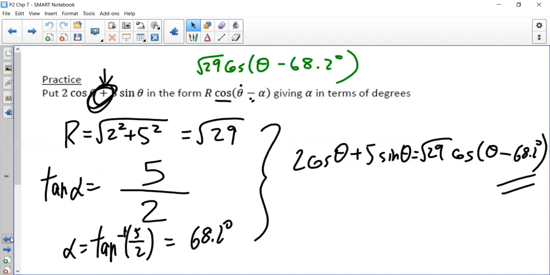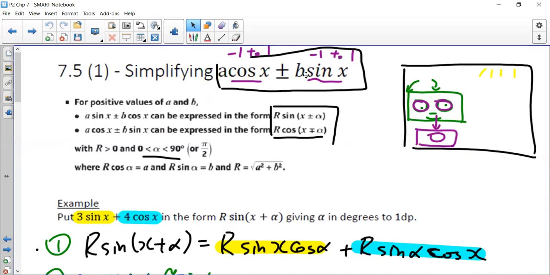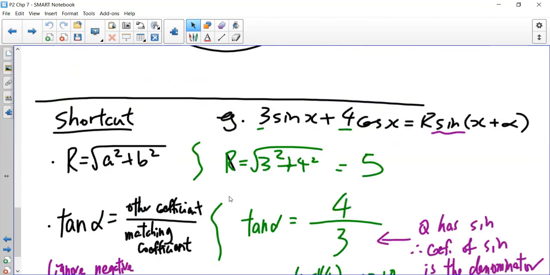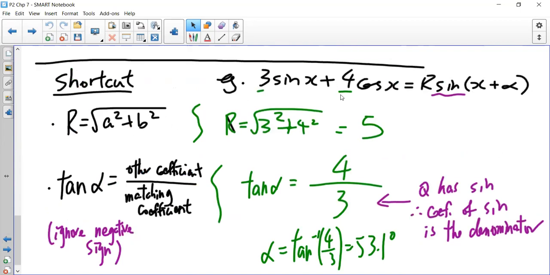First of all, what we did last lesson is learning how to put the a cos x plus or minus b sine x expression into R sine x plus or minus alpha, or R cos x plus or minus alpha. And the shortcut that we've learned is, remember the switch, we're making two switch down to one. So to work out the value of R, we'll do the Pythagoras, using the coefficients a squared plus b squared and the square root. And for the value of alpha, we set an equation, tan alpha equals. If the question wants sine alpha, we'll put a matching coefficient underneath and then the other coefficient on top with no negative sign. All right, so that's what we've learned last lesson.